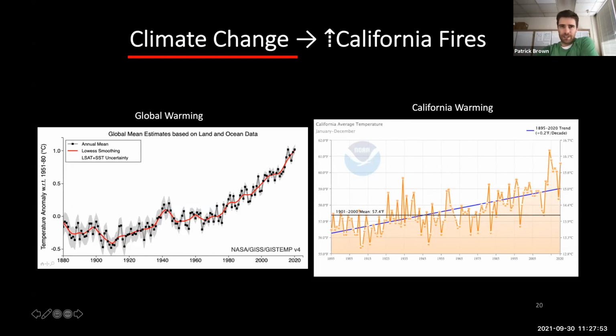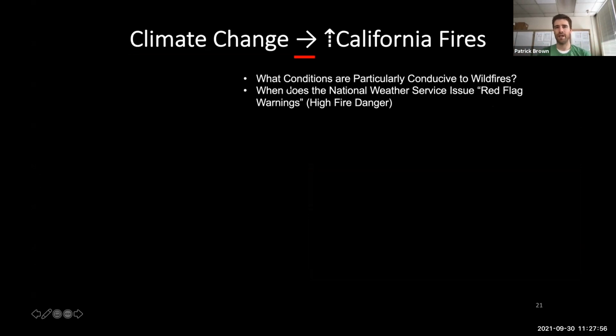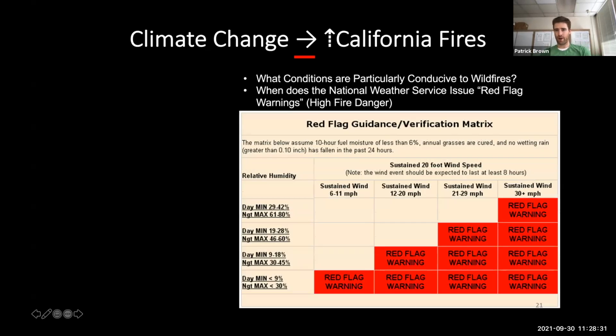And so what does that mean in terms of our connection between climate change and California fires? One way to think about what conditions could affect how California fires have changed is to think about these things called red flag warnings, which are what the National Weather Service issues when there's a particularly dangerous fire situation. And so this is a graph used by the National Weather Service to inform when they release red flag warnings. They have a combination of different variables. So let's just read this.